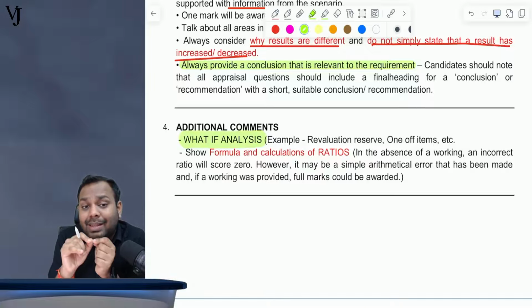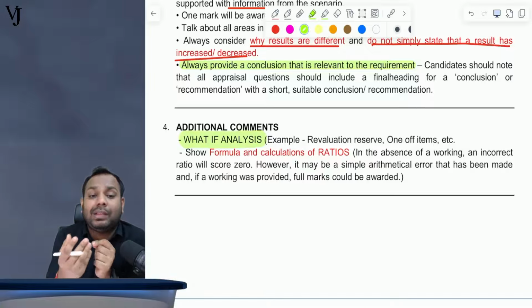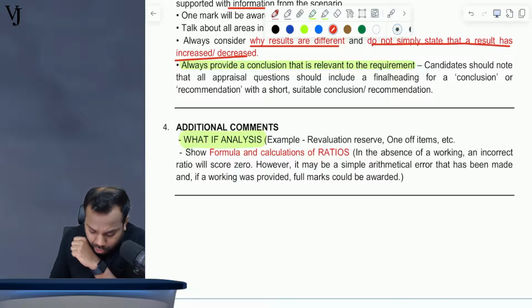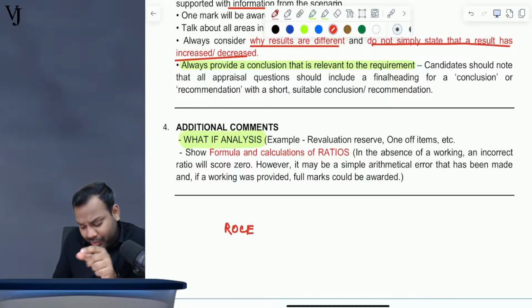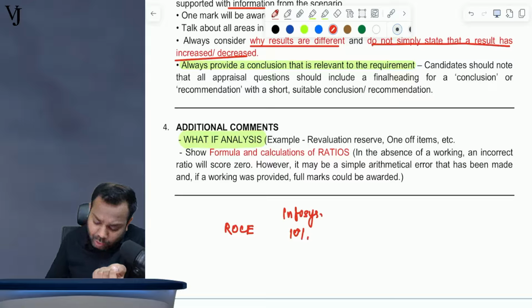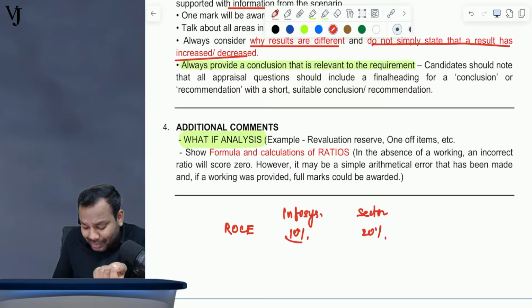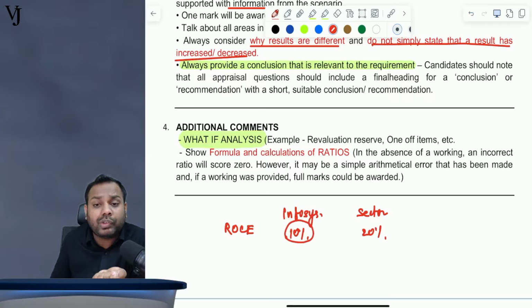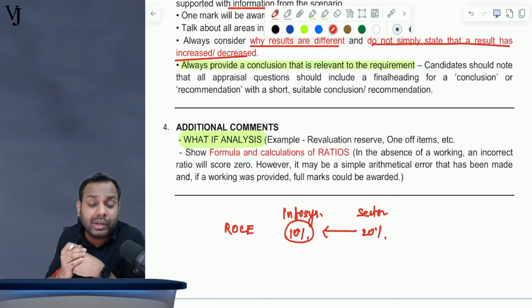The standard says when there is a revaluation reserve or a one-off item, do what if analysis. Let's suppose the ROCE of Infosys is 10% and the ROCE of the IT sector is 20%, but why this decrease of ROCE from sector to Infosys? Because Infosys has a high revaluation reserve. So now what do you have to do?